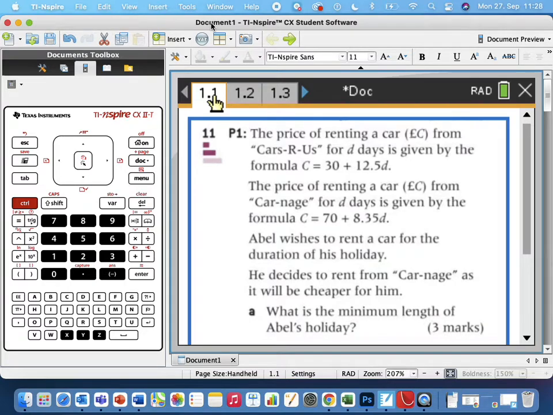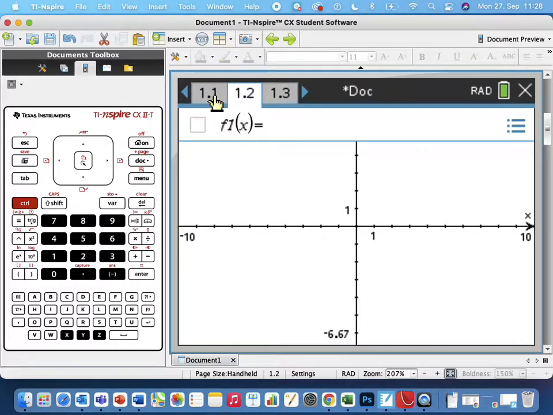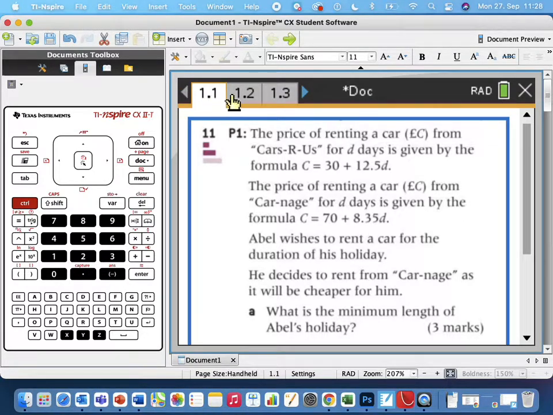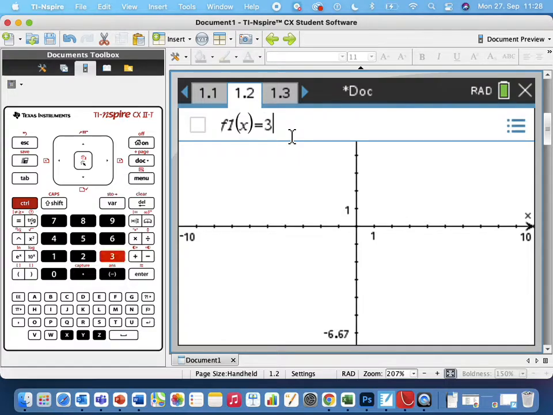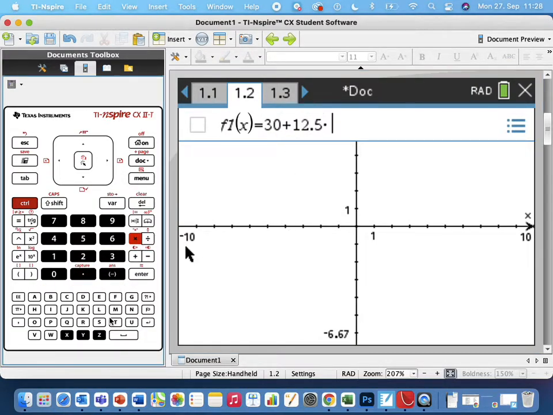So you can clearly see there's two different schemes there, and you've got to cut through all the language, and this person decides to rent from Carnage as it will be cheaper for this person. So without even thinking about what the question means, it'd be good to actually sketch these two graphs. So we go straight to here, and we've got a graph already lined up, and this is 30 plus 12.5d. So 30 plus 12.5 times x, remember?